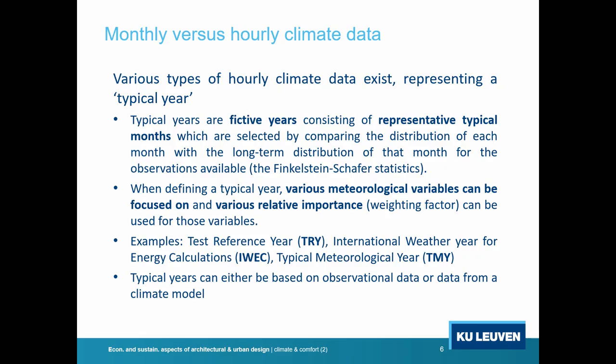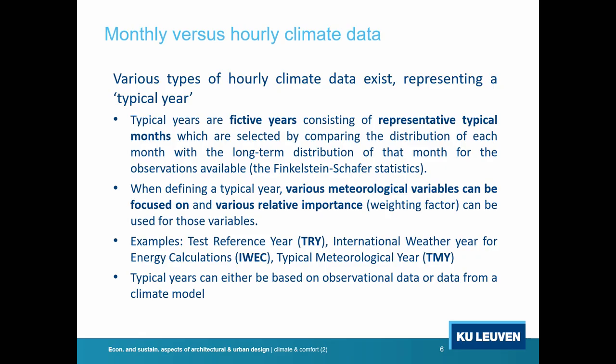Well, they're fictive years. So it's not a measurement of a certain moment in a certain year and then have it consistently over the years. It's a composition of different months which are well representing your climate data. So each number you see is a real measurement, but it's not necessarily for each hour the measurement of the same year. What they did is they analyzed typically the weather data of 30 years.